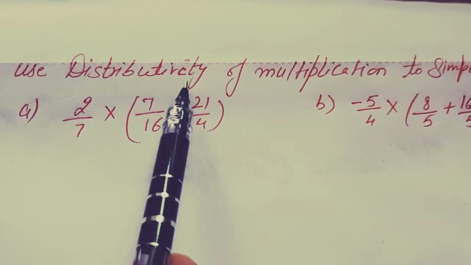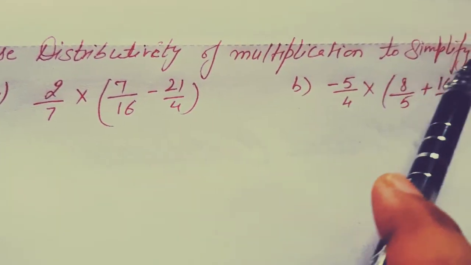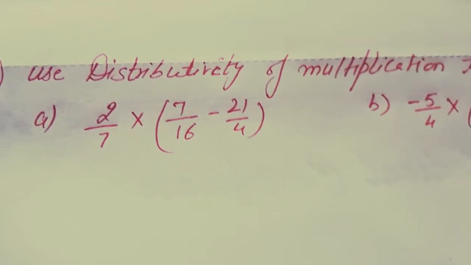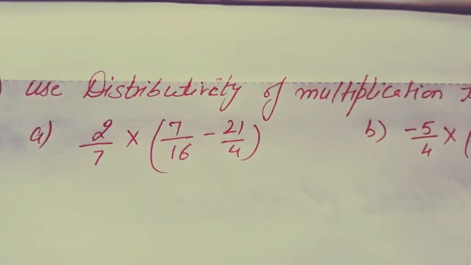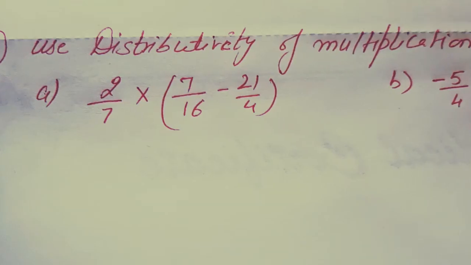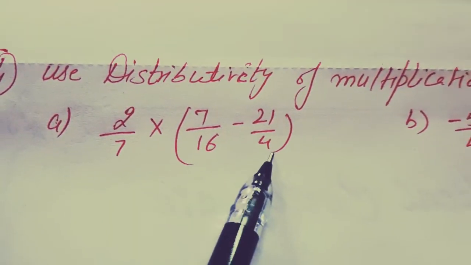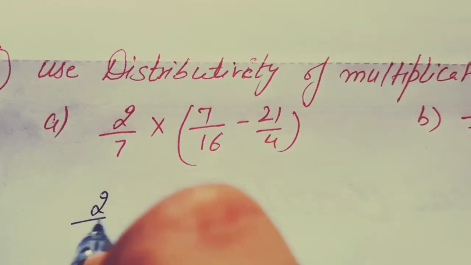Next is use distributivity of multiplication to simplify. So we have to use the distributive law here to simplify this number. So first of all we will solve this bracket first.